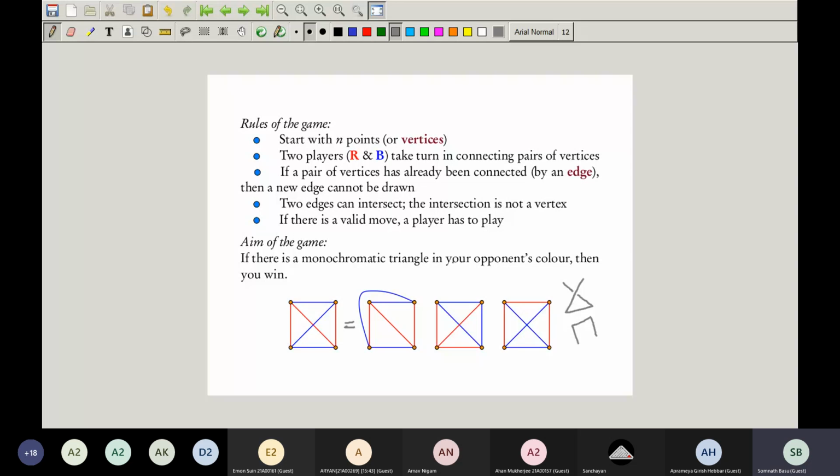So we'll discuss that in the very next slide. For n equal to 4, if everybody is playing smartly, then the game should end in a draw. Okay, and we'll discuss that.